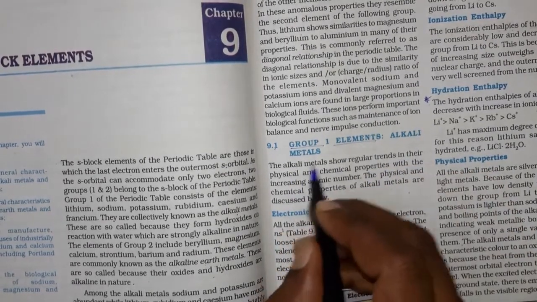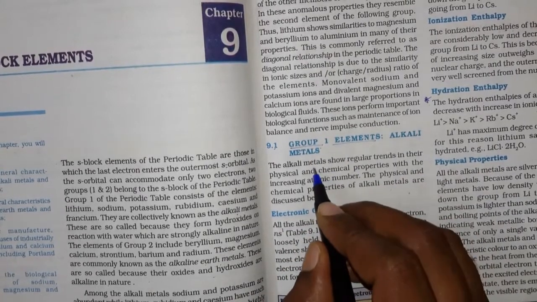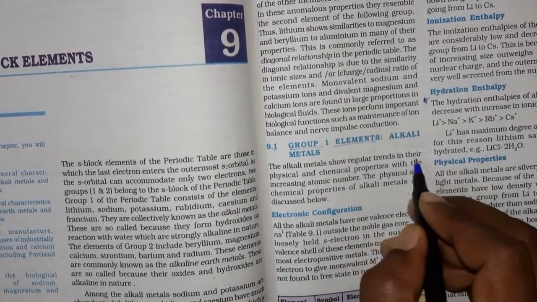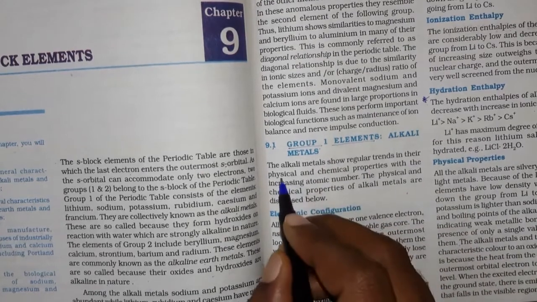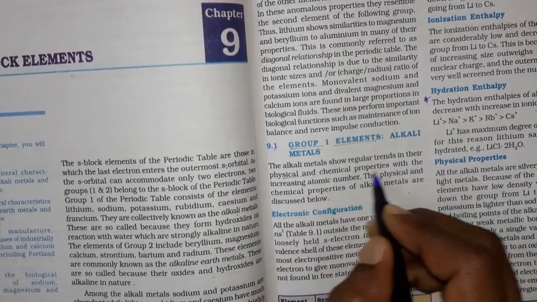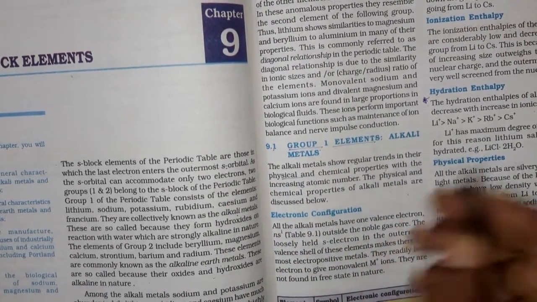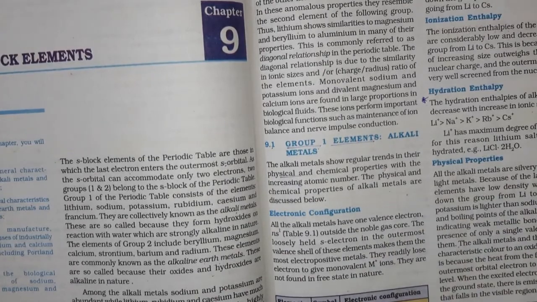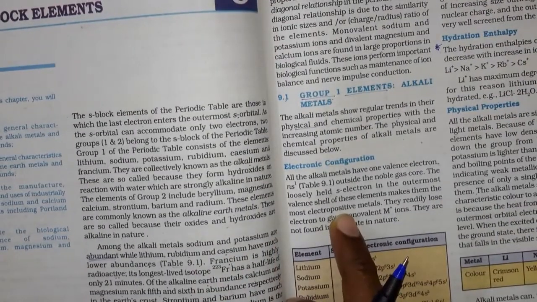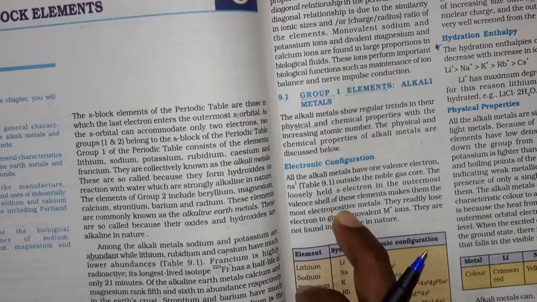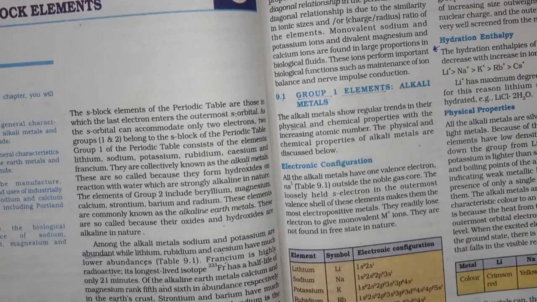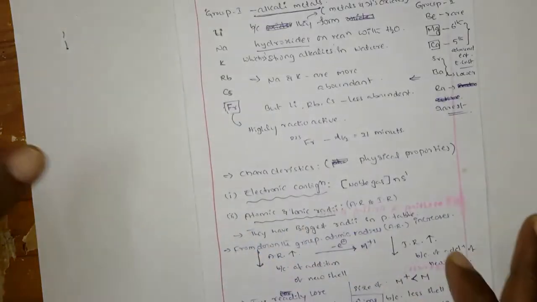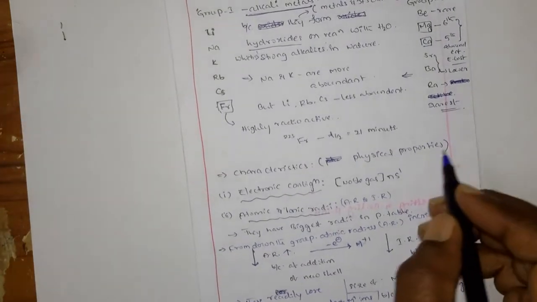So in these group 1 elements, what we are going to see is that the alkali metals show regular trends. In this we are going to discuss some physical and chemical properties, which we can see in our notes, right? Coming to the physical properties.